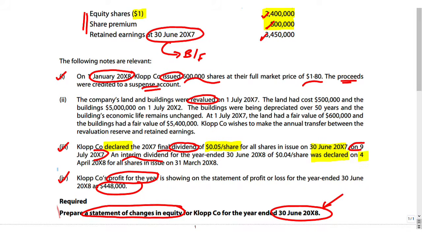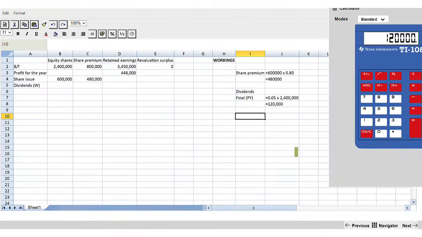That was on the 4th of April 20X8 for shares that were in issue on the 31st of March X8. Now this is where you need to be very, very careful. Why? Because this is making sure that you've spotted those shares that were issued during the year, on the 1st of January X8. So this interim dividend, those shares that were issued will have been entitled to the $0.04 per share dividend. So you need to be very, very careful because you've got that additional 600,000 shares.